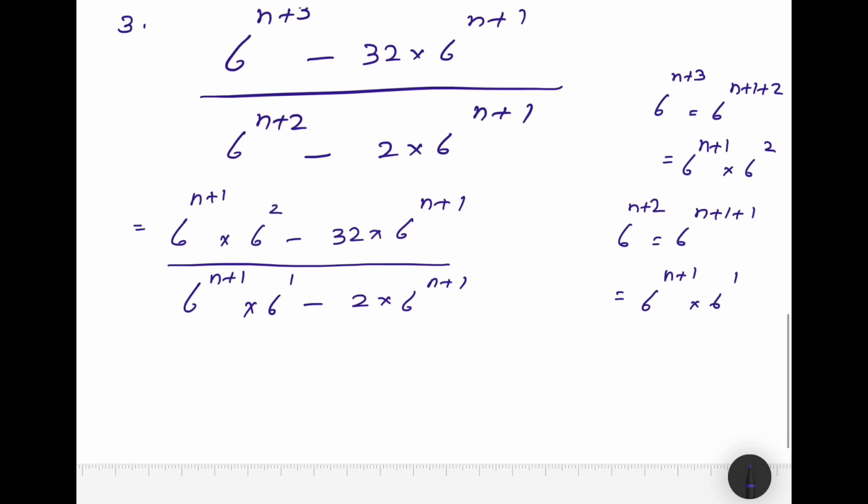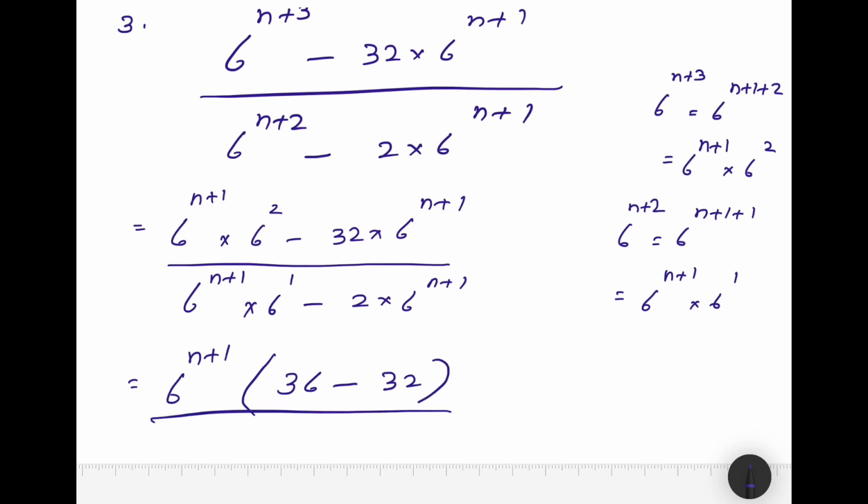Now, we will take 6 to the power of n plus 1 common out. So this will become 6 squared, which is 36, minus 32, and in the denominator also 6 to the power of n plus 1 is common, 6 minus 2. So the 6 to the power of n plus 1 in the numerator and denominator will get cancelled. 36 minus 32 is 4, by 6 minus 2 is 4, equal to 1.